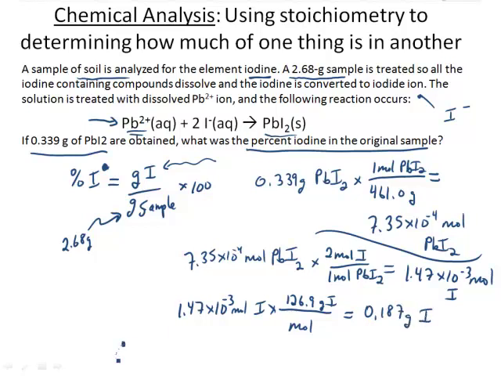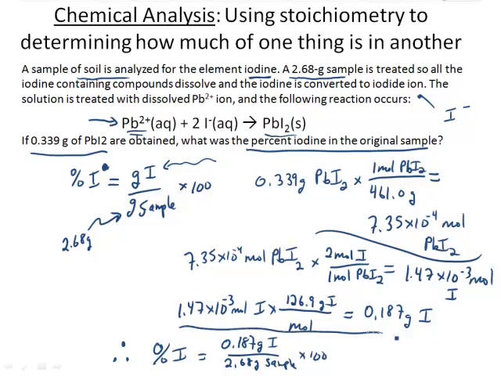And therefore, those 3 little dots there mean therefore, the percent of iodine is equal to 0.187 grams of iodine over our sample mass, 2.68 grams of sample, times 100. That comes out to 6.96%. Most soil samples will not have that much iodine. If you spilled a bunch of iodine on some soil, maybe then, but generally not.